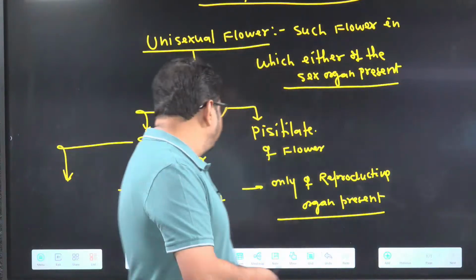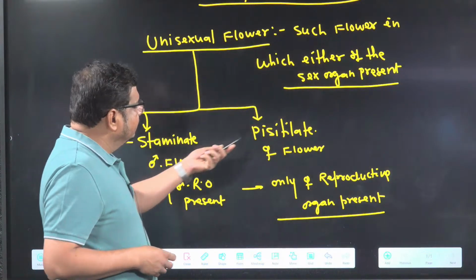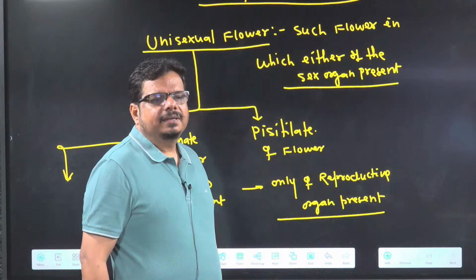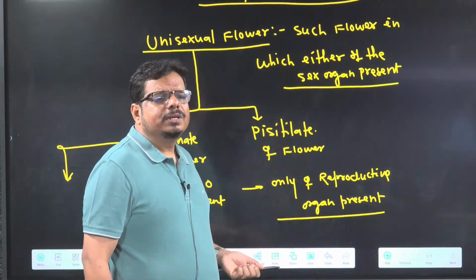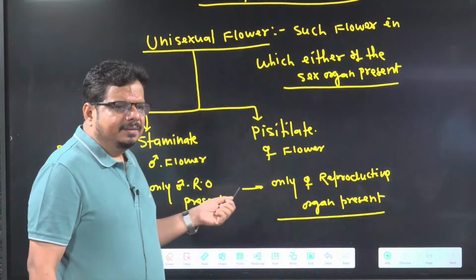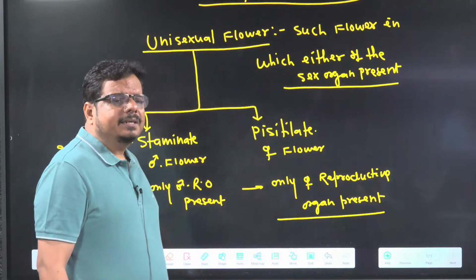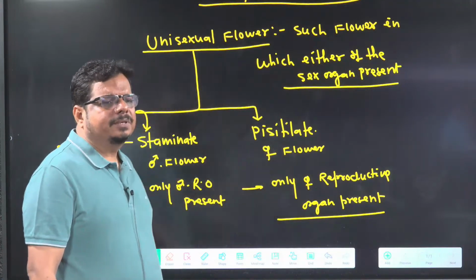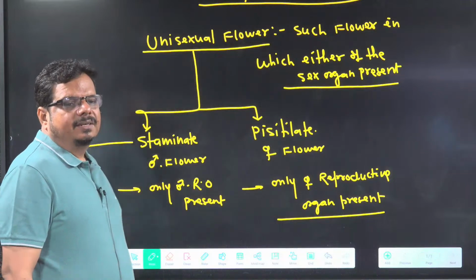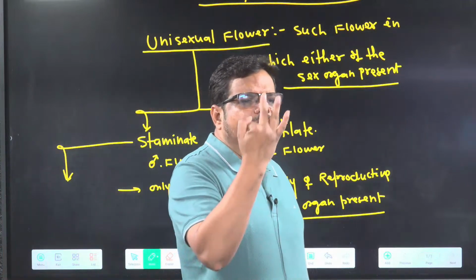Here in a staminate flower, who is absent? Carpel or pistil is absent. And in a pistillate flower, who is absent? Stamen is absent. So out of 4 whorls, how many whorls are present?